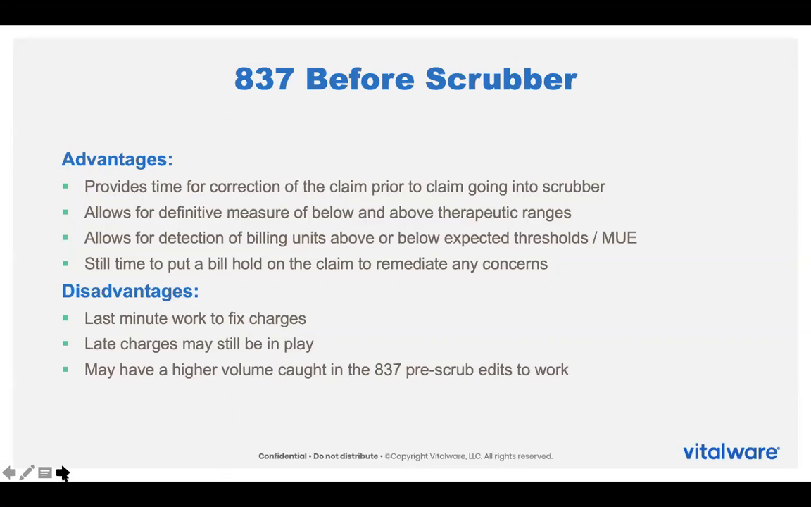So that should have been calculated by that point. Allows for detection of billing units above and below the MUE because this is a generated claim out of your system and still time to put a bill hold on it before it hits the scrubber. So the 837 before scrubber offers quite a number of advantages.